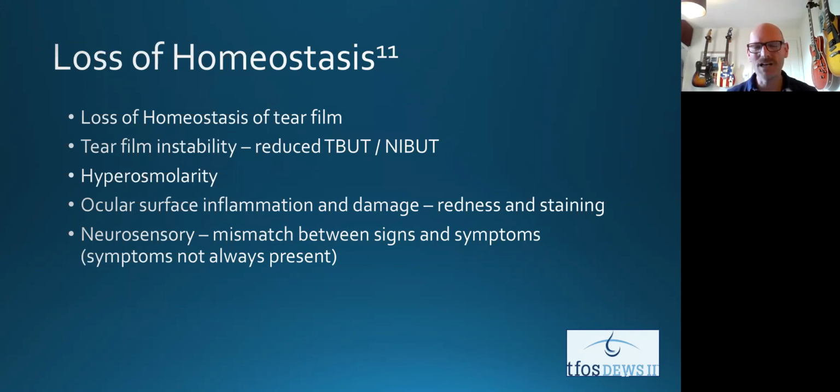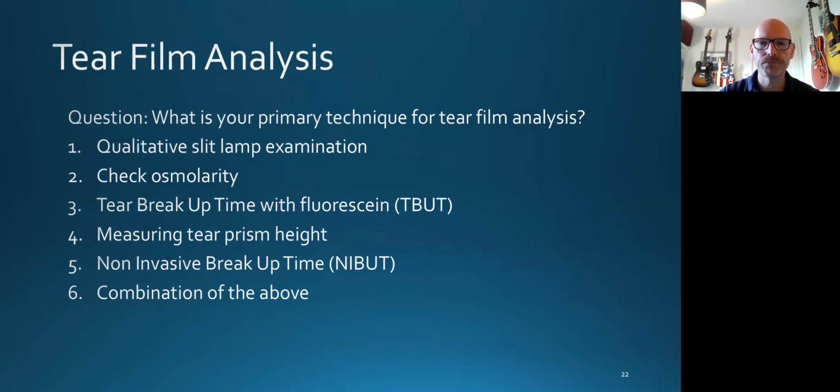So this is when I've described it as having a mismatch between the signs and the symptoms. So we may have a patient with signs, but they don't have symptoms, or we may have symptoms without the signs. So they don't always go hand in hand, and that's something to consider when you're running through your consultations. So if we take a look at how you work with the tear film in practice and how you analyze it, I'd like to find out what your primary technique for tear film analysis is.